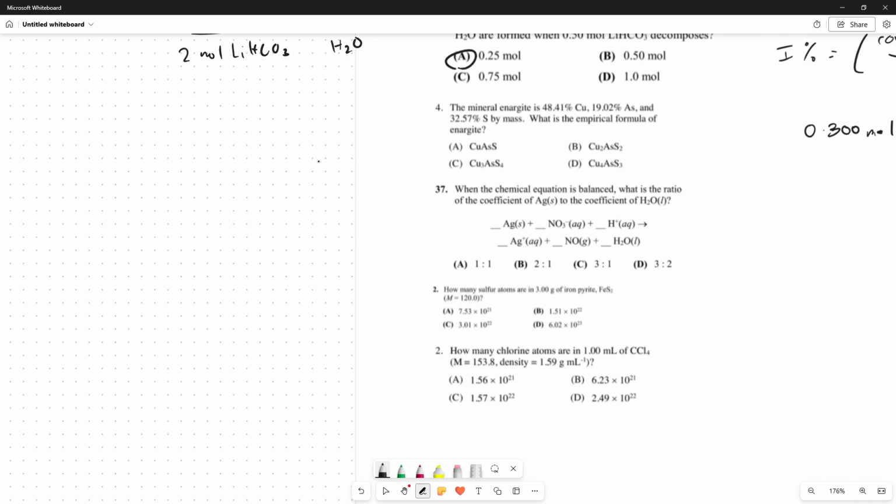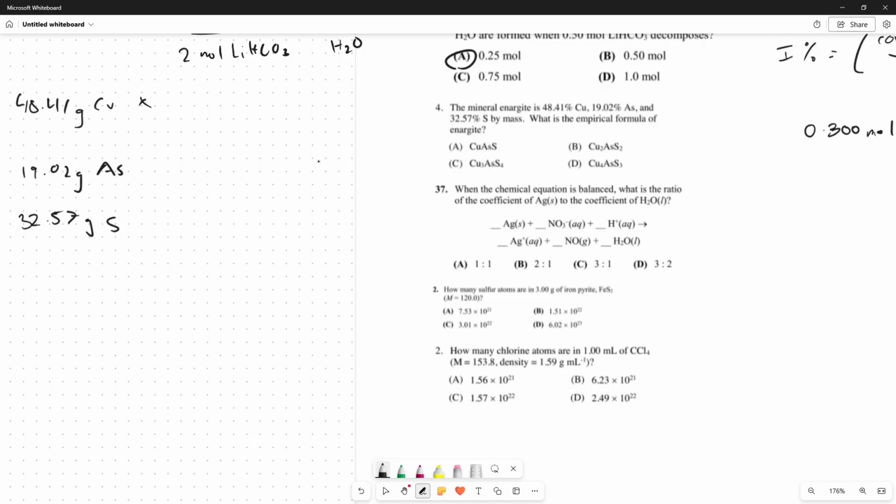When dealing with empirical formulas or percent masses of a mineral, we can see that this adds up to 100. They're always going to add up to 100. So we're just going to turn that into grams. We have 48.41 grams of copper, 19.02 grams of arsenic, and 32.57 grams of sulfur. Now we just have to get to moles, and then we can find the empirical formula from there.